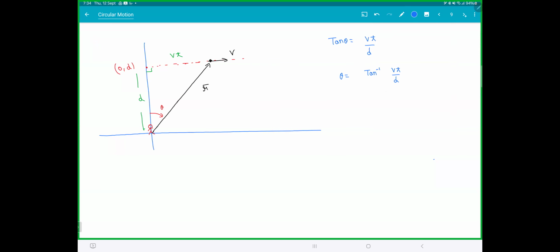Next, what do you want to find? You want to find the angular velocity. Now, how do we do that? So we have tan theta is vt by d, differentiate with respect to time.